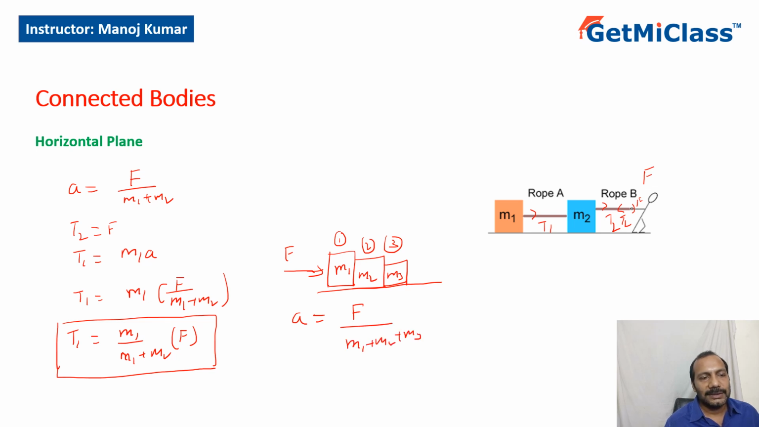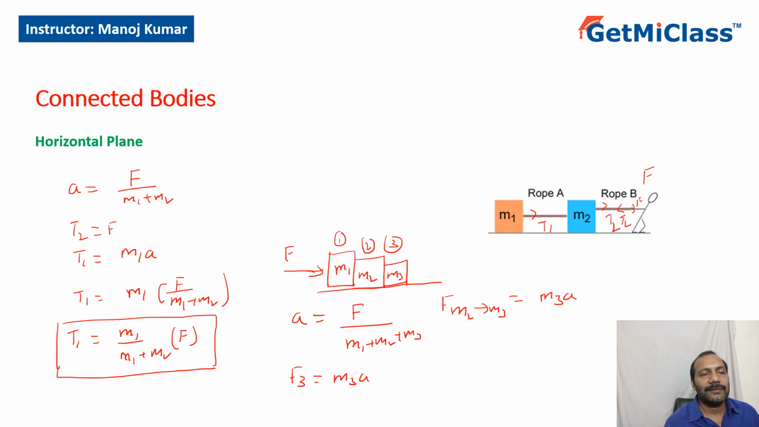Now what is the force experienced by 3? The force experienced by 3 is M3 into A. So who is applying this force on M3? M2 is applying. So I can say the force applied by M2 on M3 equals M3 into A.